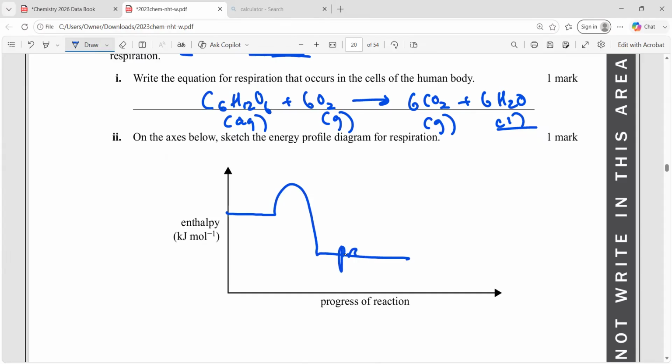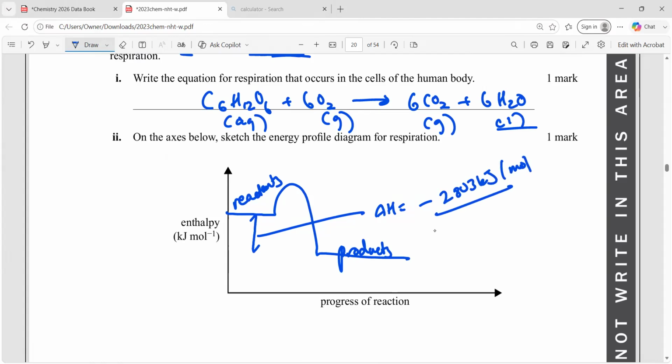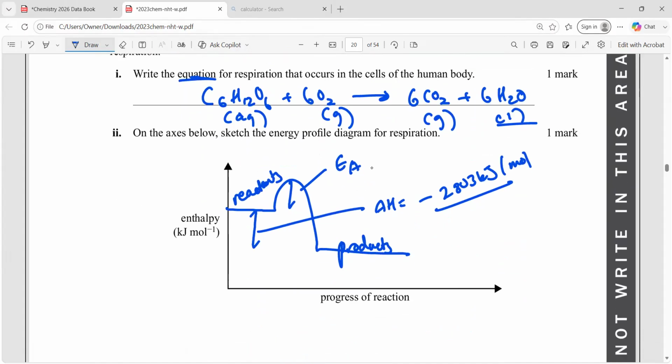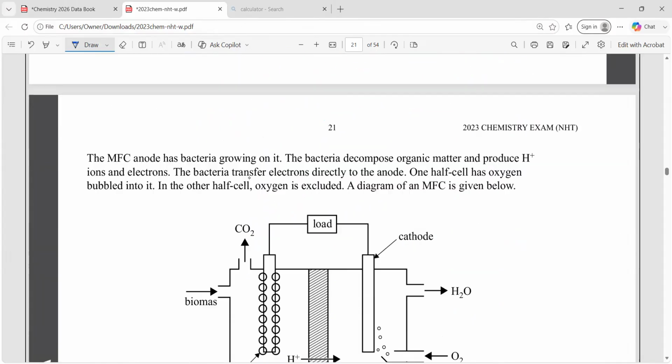Please use a ruler. I would say products here, and reactants here. And I think the money mark in this situation is writing the delta H, which is minus, what was it? 2803. Cool. Make sure you guys use a ruler. But I don't think we need too much more than that. I don't even know if we need this because they didn't ask us to write the thermochemical equation. So maybe they just asked for a simple representation of whether it's an exothermic or an endothermic reaction.